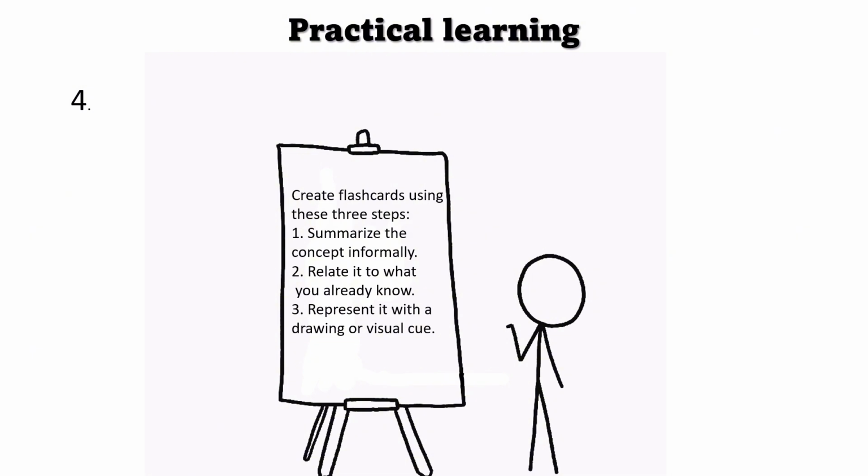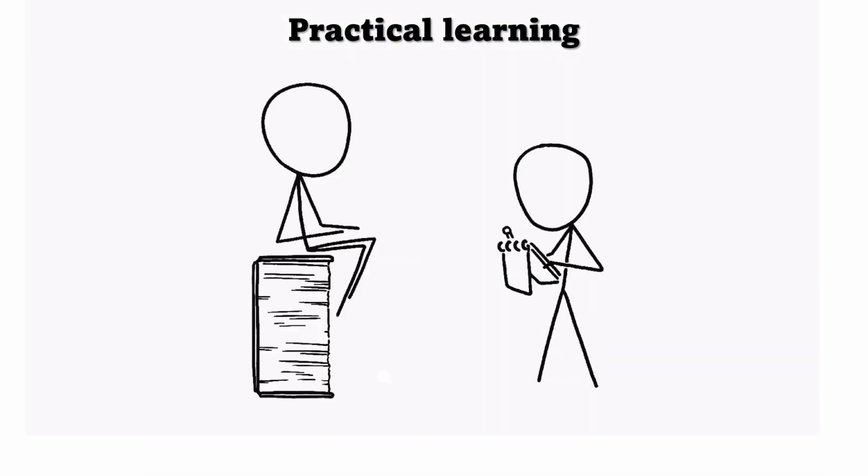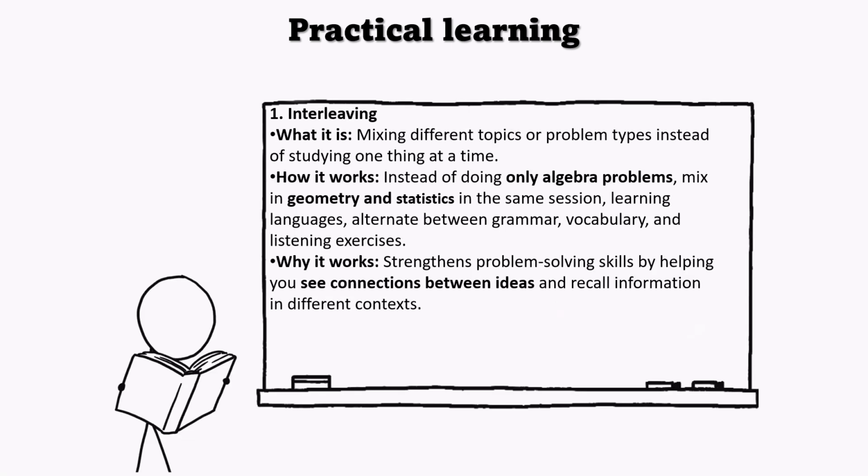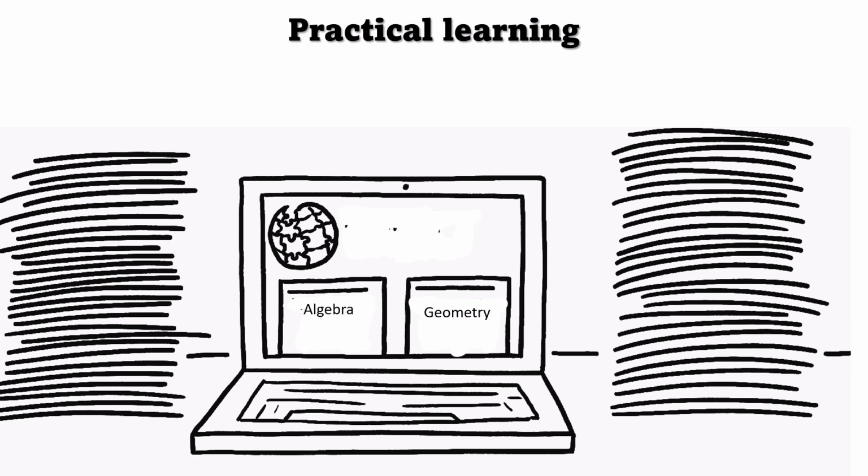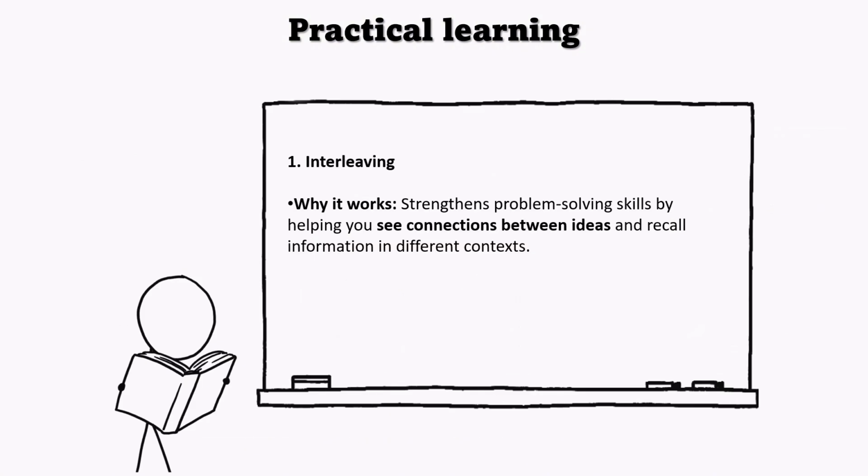Now, let's talk about some practical learning methods. 1. Interleaving. What it is: mixing different topics or problem types instead of studying one thing at a time. How it works: instead of doing only algebra problems, mix in geometry and statistics in the same session. Learning languages, alternate between grammar, vocabulary, and listening exercises.